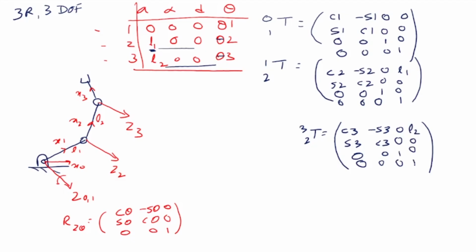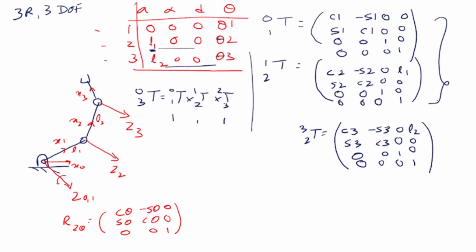Now what am I trying to do? I'm basically trying to find the relation between the third frame. So I'm trying to find T0 to 3, and that is equal to T0 to 1 into T1 to 2 into T2 to 3. So I need these matrices. Once I get these matrices, I can multiply them out. Then I'll have to multiply all these three matrices. So let me multiply this into that. You know how to multiply matrices.